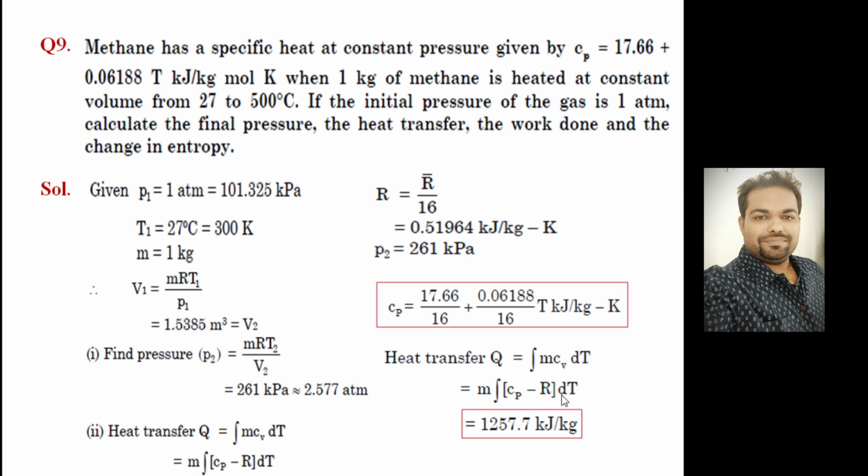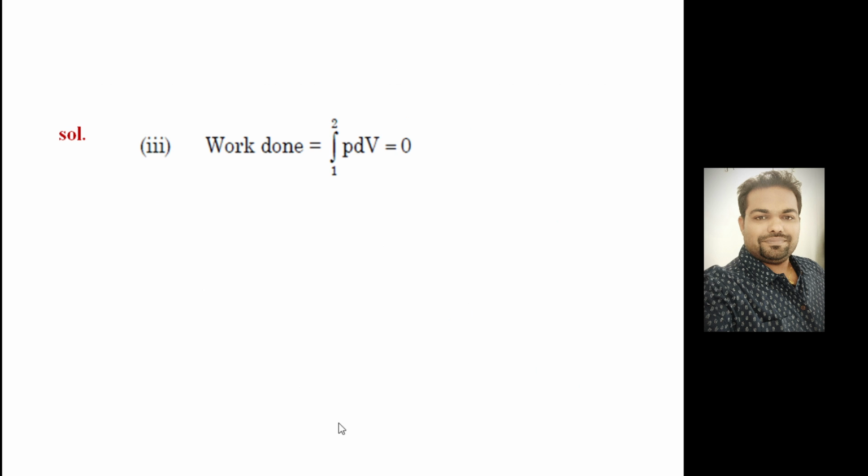So I can substitute now here Cp minus R. So Cp equation is this, and minus R. So only one variable is T. If you integrate this between 27 and 500 degrees C, you can get this value. Convert these two values into Kelvin, put the lower limit 27, the highest 500 degrees C, and just integrate this, you will get this value. Work done will be 0 in this case because PdV is 0, volume is not changing.